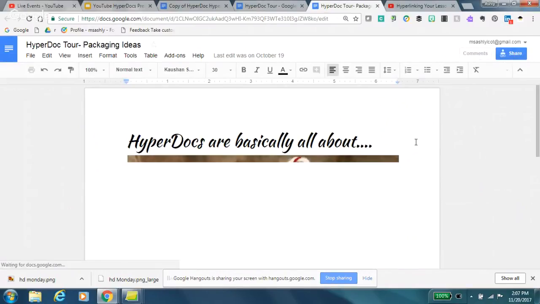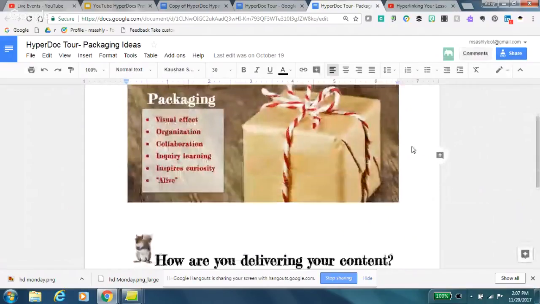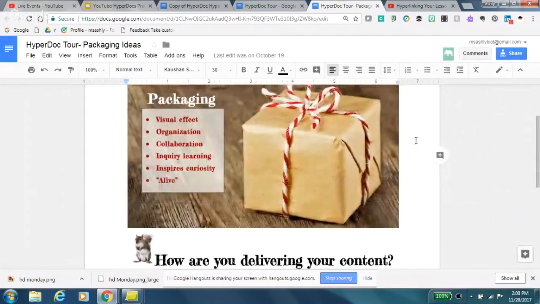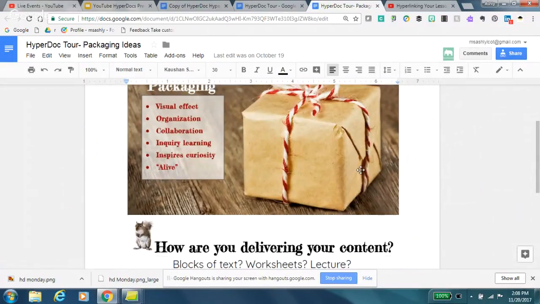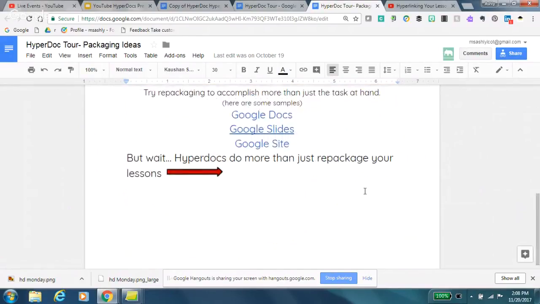of how HyperDocs work. HyperDocs are basically all about packaging. There's a visual effect, organization, collaboration, inquiry learning, inspires curiosity, and basically it brings learning alive. How are they delivered? They can be delivered through Google Documents, Google Slides, or you could even use a Google Site. I've never done it that way. I usually prefer Google Documents or Google Slides. Google Slides is the most fun if you want to do something a little bit more visual because you have a lot more freedom.